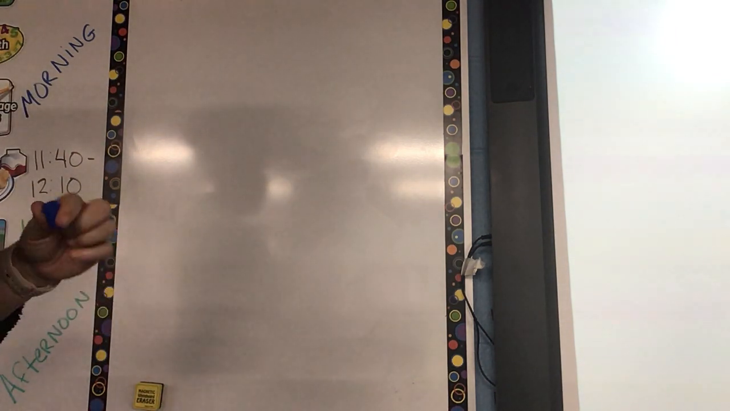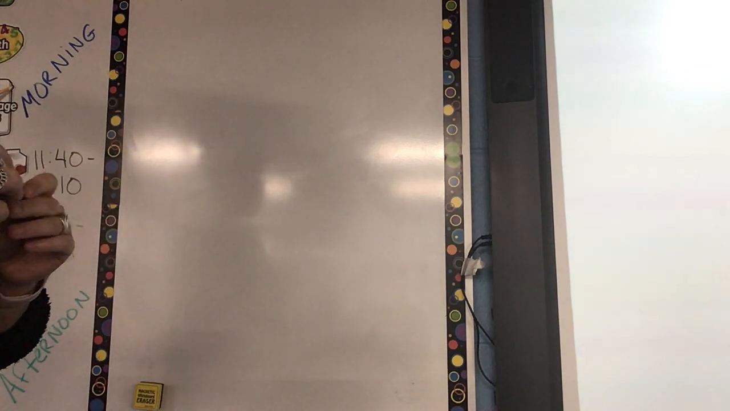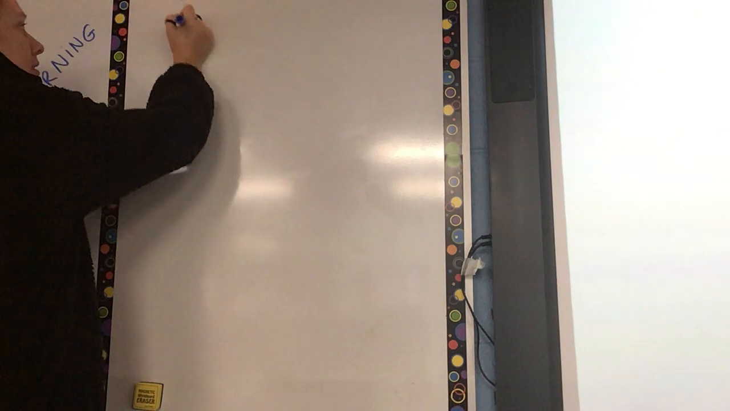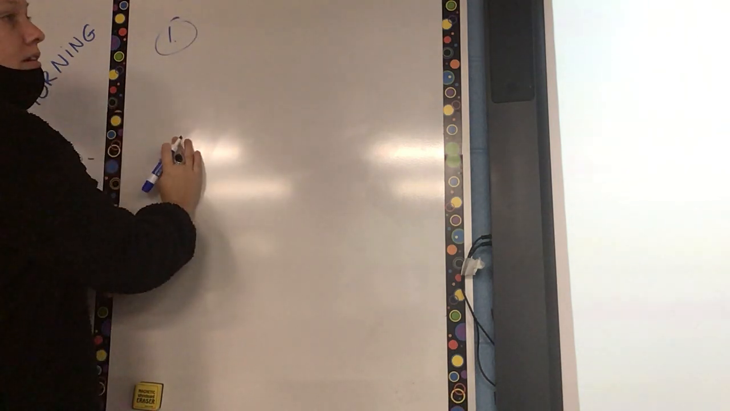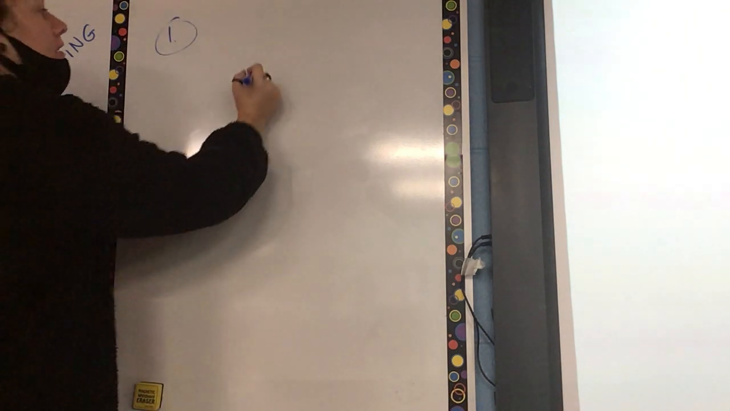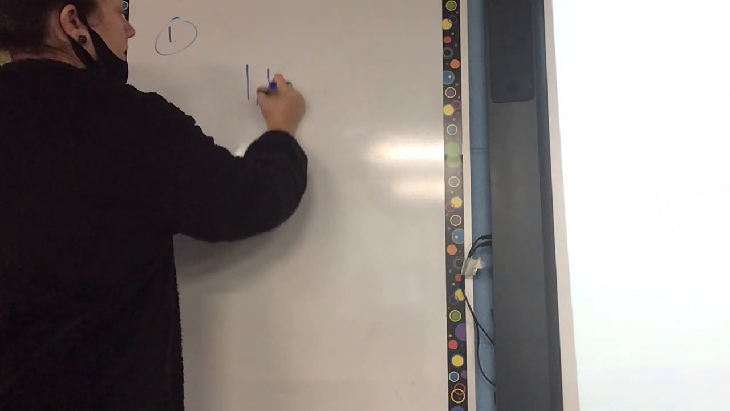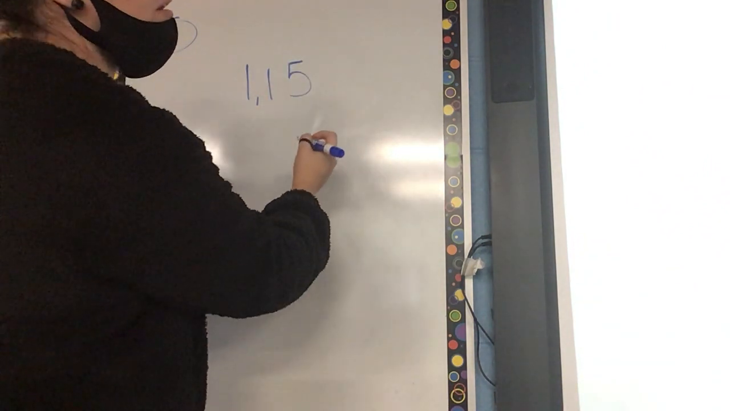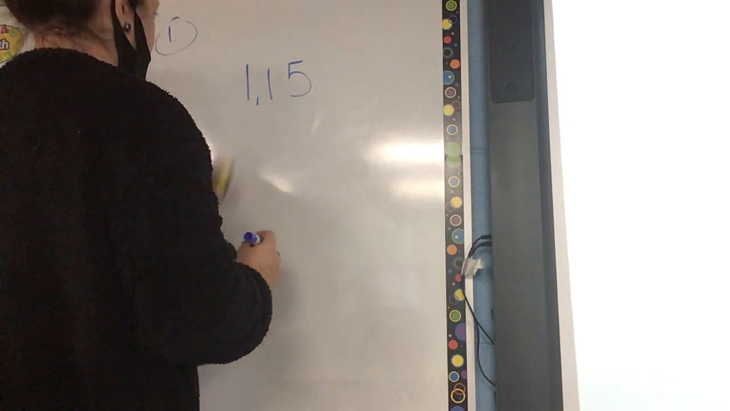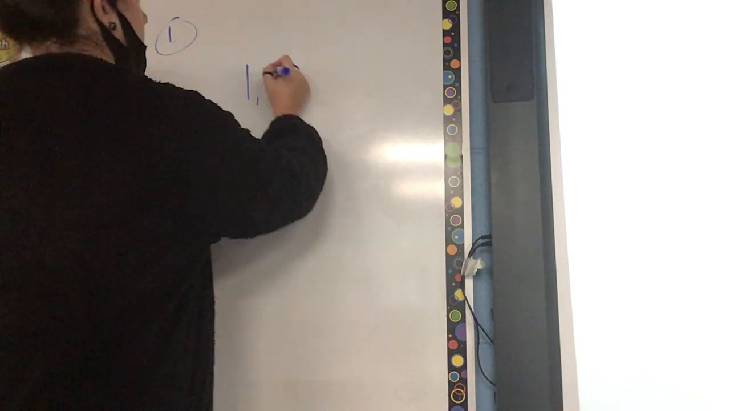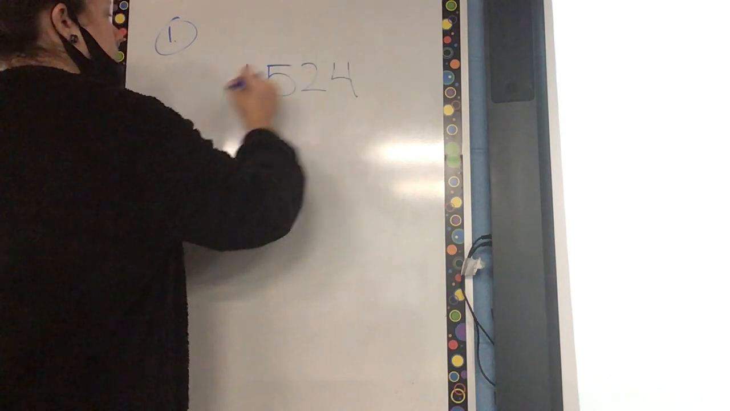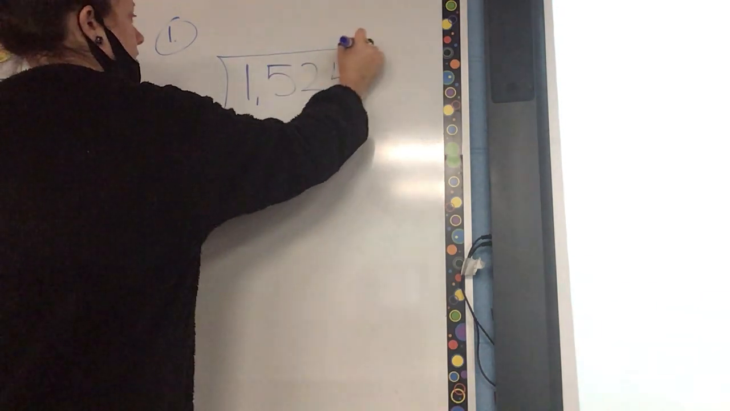All right, listening in 3, 2, 1. What is my equation here for number 1? Very nice. 1,524 divided by 30.